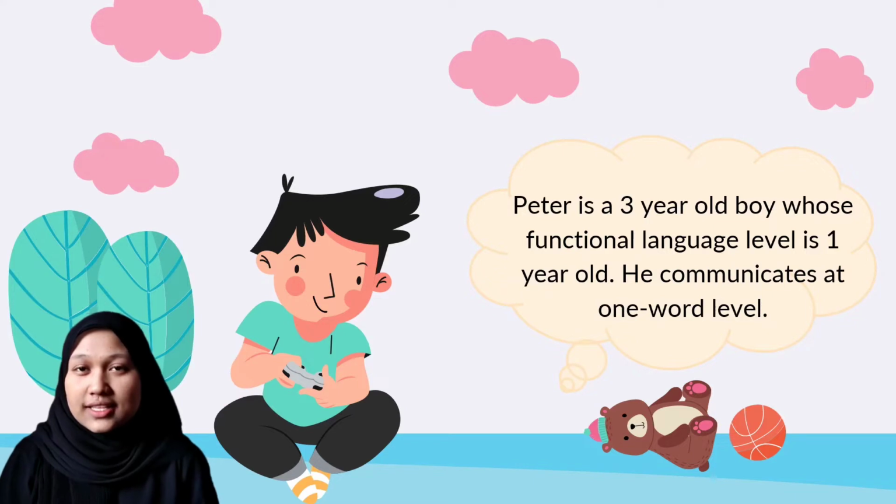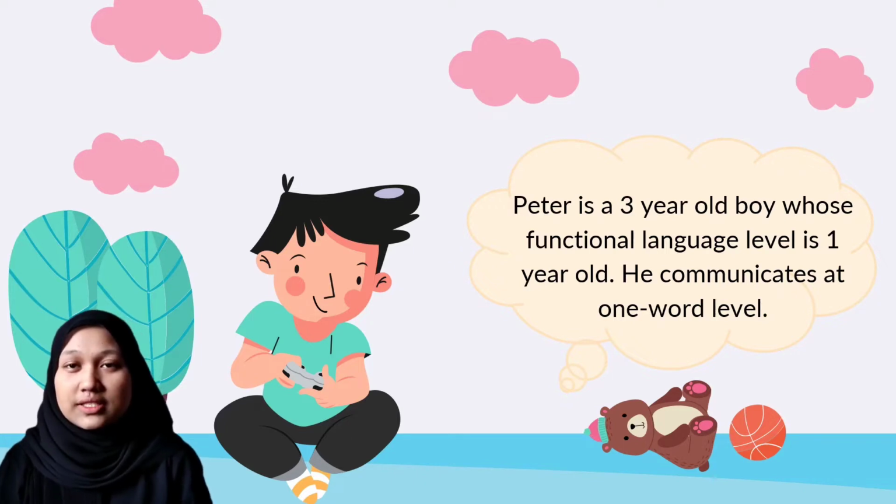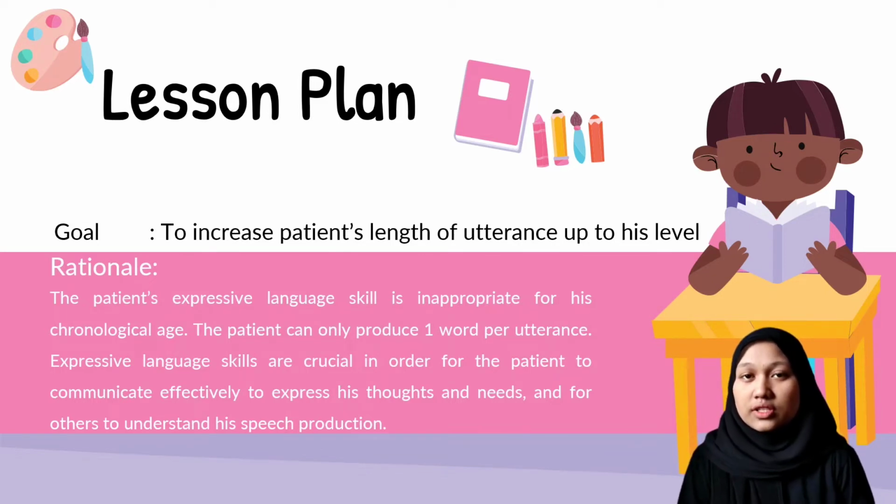But before that, this lesson plan is specifically for Peter, a 3-year-old boy whose functional language level is 1 year old. He communicates at one-word level, and therefore this lesson plan for Peter emphasizes his ability to produce 2 words per utterance. The goal for the lesson plan is to improve the patient's expressive language skill. The rationale for this goal is that the patient's expressive language skill is inappropriate for his chronological age, considering that he can only produce 1 word per utterance.